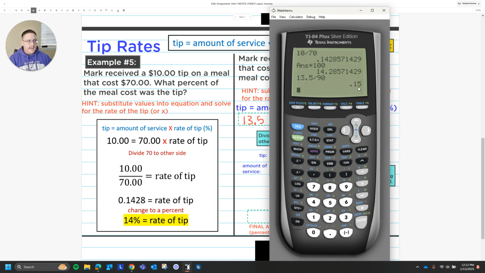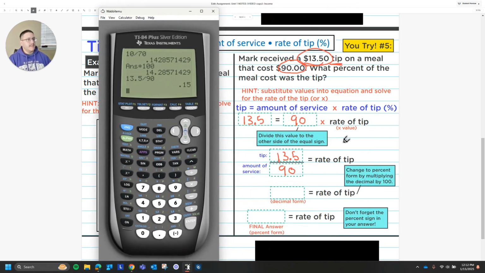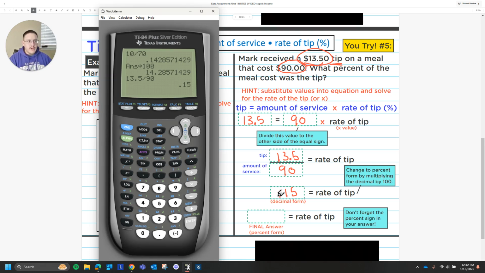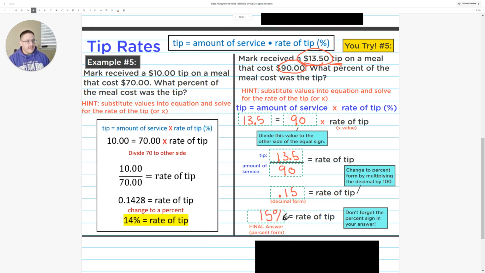We get 0.15. So 0.15 is our decimal form, and we're going to change this to its percent form by multiplying it by 100. Or you could do the shortcut, move to the right twice to go from decimal to percent. So multiply by 100 or move it twice, and we get 15% as the rate of the tip. Don't forget the percent sign when you're answering this in ClassKick. That's it for you. Try number 5.